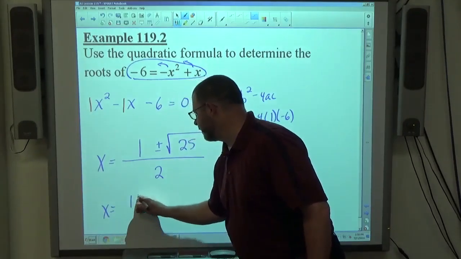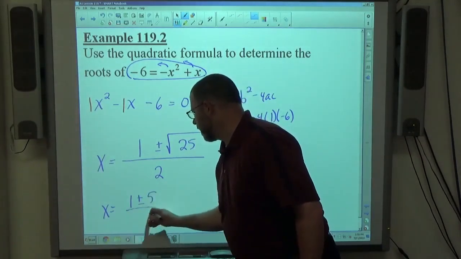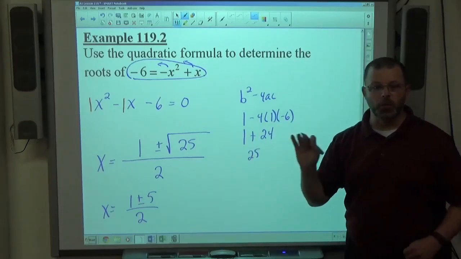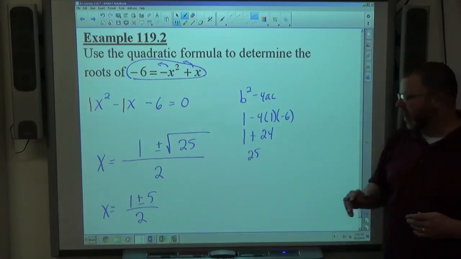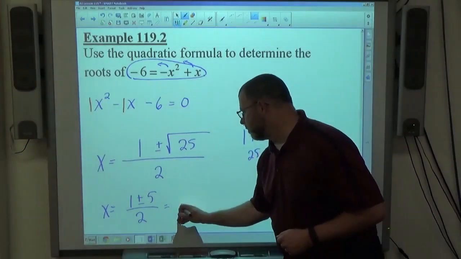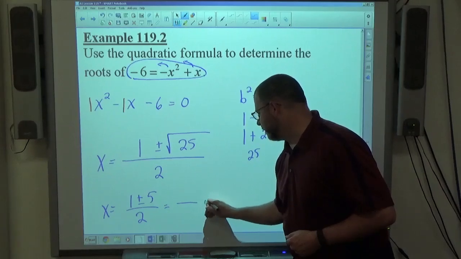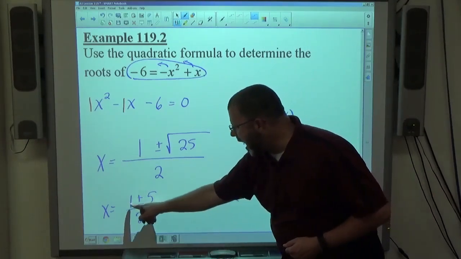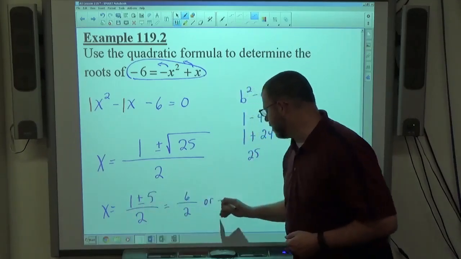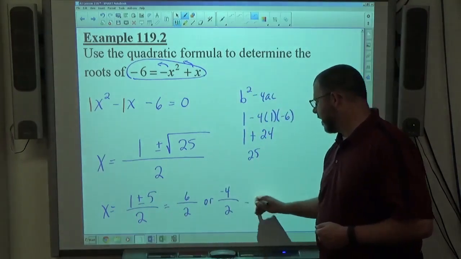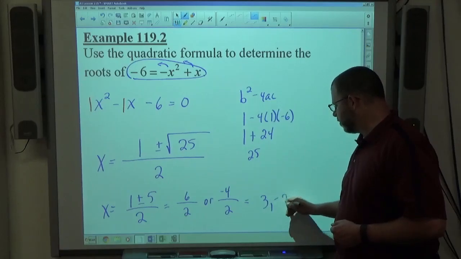What's the square root of 25? Okay, in this case, since the square root was an exact square root, I would expect you guys to evaluate that down to a nice whole number. And once it's evaluated to a nice whole number, plus and minus means to add and subtract. So if I add 1 plus 5, I get 6 over 2. If I subtract 1 minus 5 is negative 4 over 2. And that gets me positive 3 and negative 2 as the answers to this.